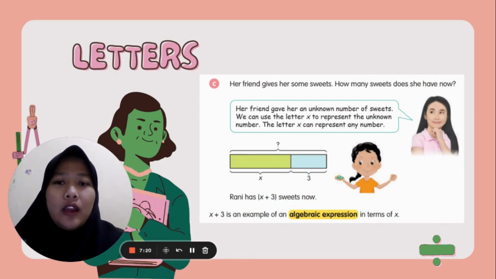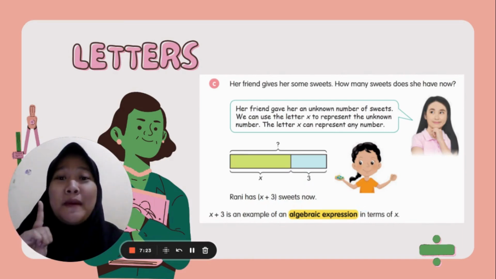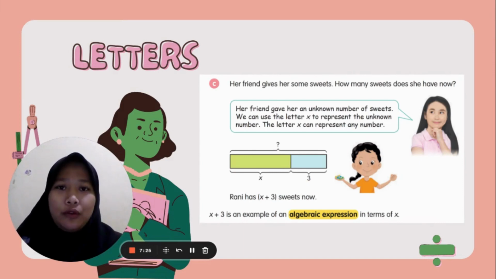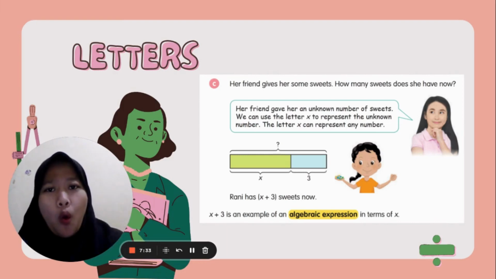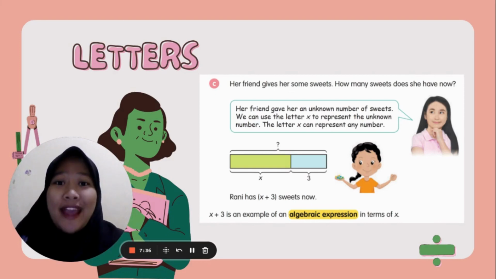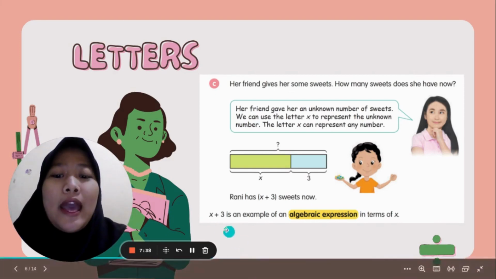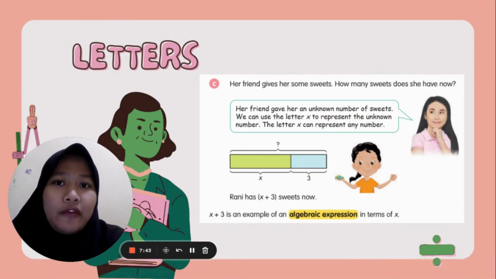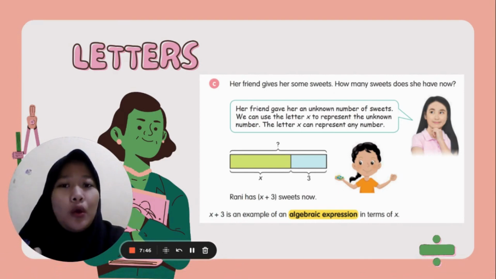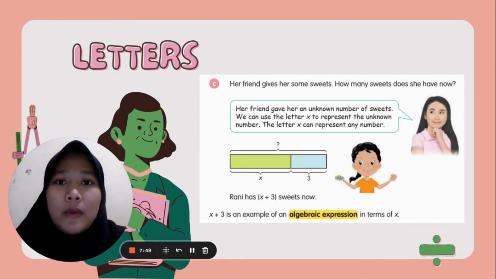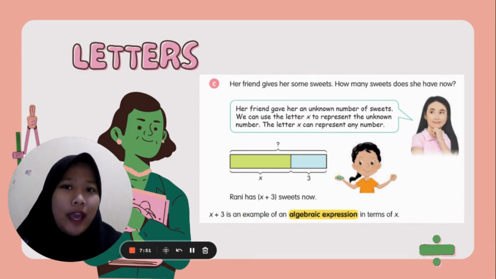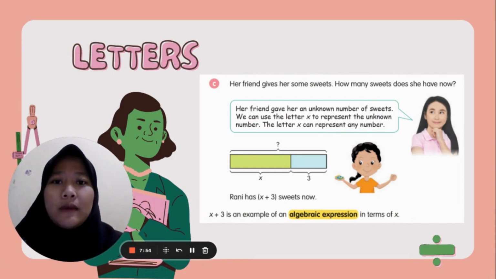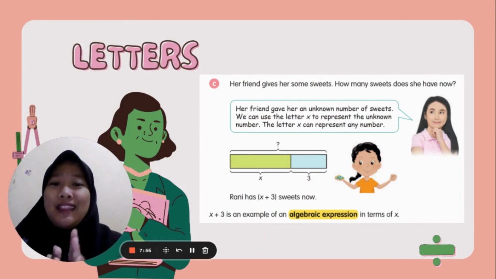Now, you have to remember that the letter we use is not only x. You can choose any letter from A to Z. It can be b, c, r, p, or even w. So x plus 3 is an example of an algebraic expression in terms of x. It means we don't know the exact result, but if we get the information about how many sweets, we can just add 3 and then we will get the end result.